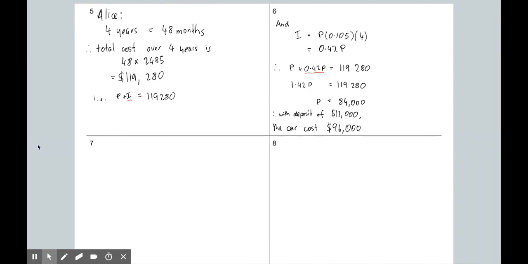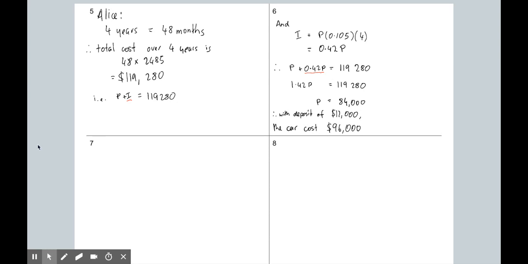Now, this sort of car financing is sometimes called, with different conditions attached to it, hire purchase. So again, the idea is to use all the information to set up your equations and then reduce it down to a single unknown that you can solve. I deliberately chose one that was more than a couple of steps.